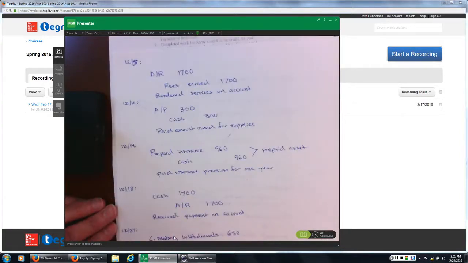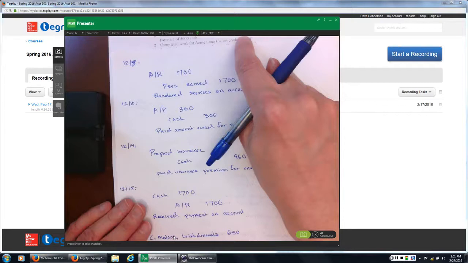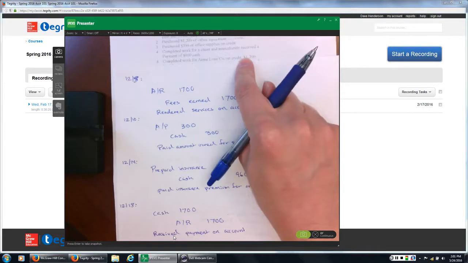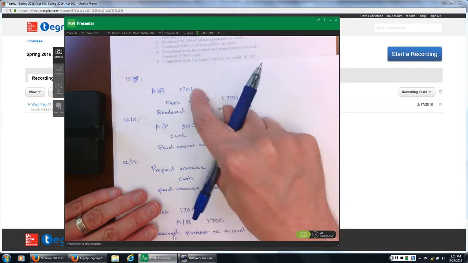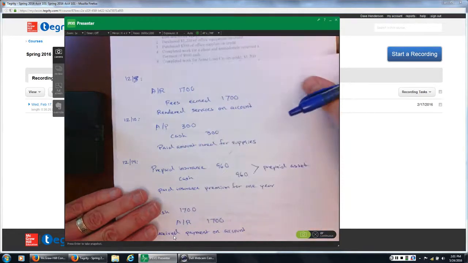We come over here on 12.8. It says completed work on credit. That means we have an accounts receivable. So that means that we have completed the work, but we have not been paid for it yet. So we debit accounts receivable $1,700, credit fees earned $1,700.